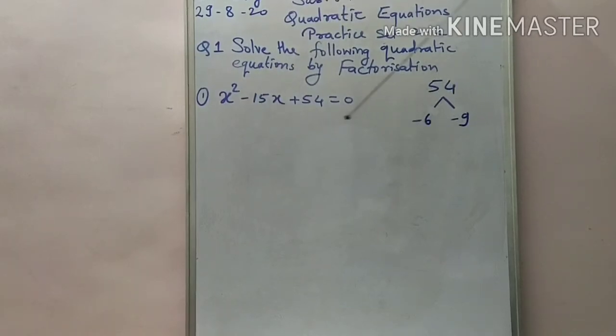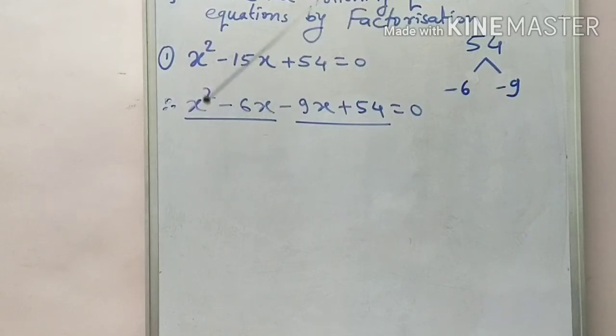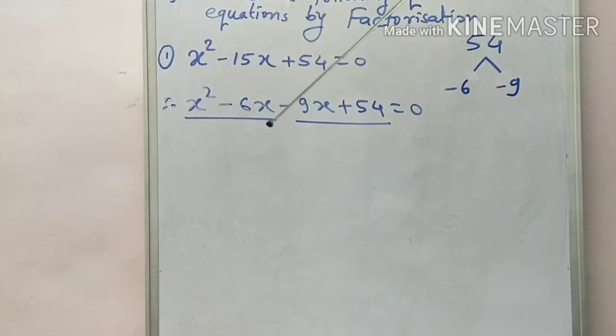Okay, and now we bifurcate this middle term with these factors like this: minus 15x we can write with the factors as minus 6x minus 9x. Then we take the first two terms as one group, and the third and fourth terms as one group, and then we find the common factor from each group.